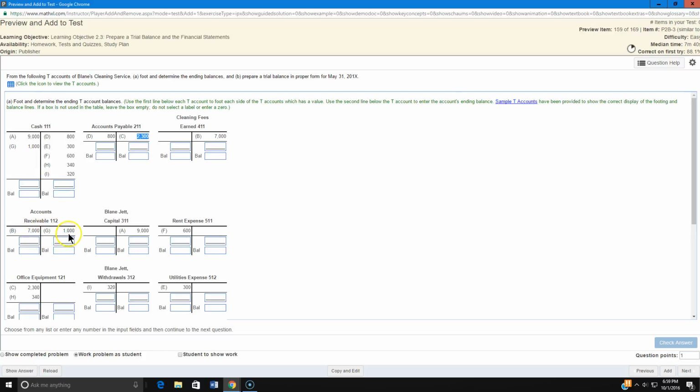Now that $1,000 that you see there reduced accounts receivable. Apparently the person that owed you the money paid you part of that $7,000. And how did you record it? You came up here and debited cash for $1,000. You could have written it out in a journal and then come back and posted it in a ledger.